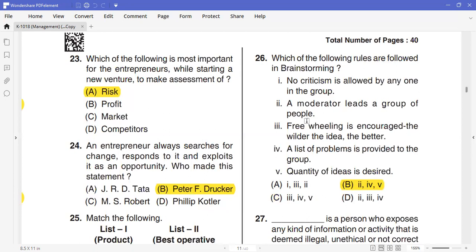Of course, you require a moderator. Next, fourth one: a list of problems is provided to the group. Of course, you require a problem to do a brainstorming. Then the fifth one, quantity of ideas is desired. That is, more ideas are generated. So this is how the brainstorming is done. So the correct option is B, consisting of second, fourth, and fifth options.